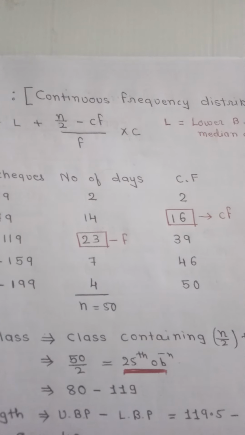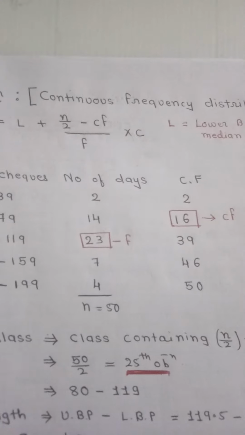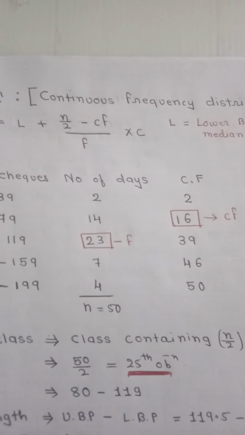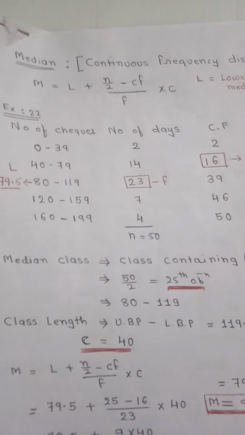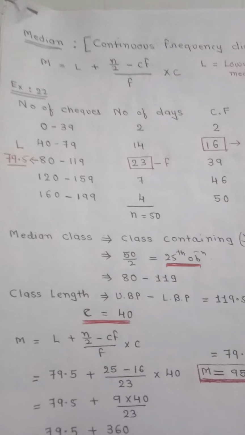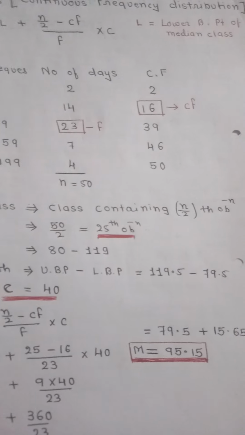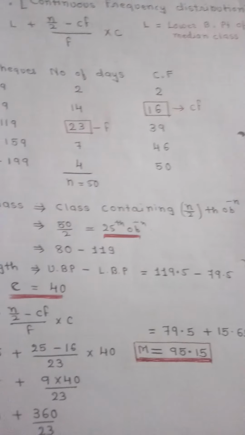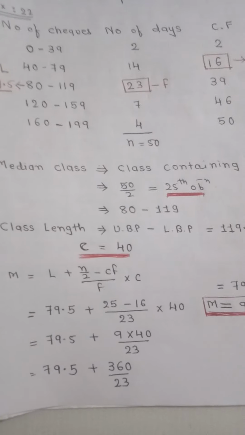Now what is F? F is the frequency of the median class, so that is 23. And C is the class length. What is the class length? Upper boundary point minus lower boundary point, that is 119.5 minus 79.5. So the class length is 40. Now we know all the values.